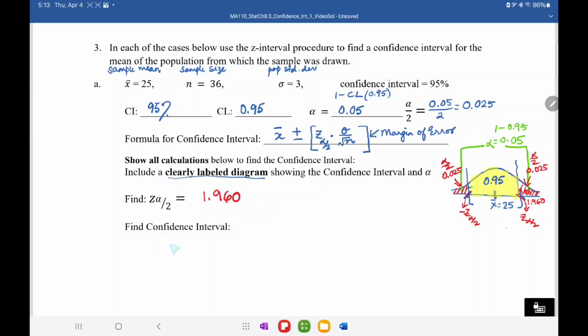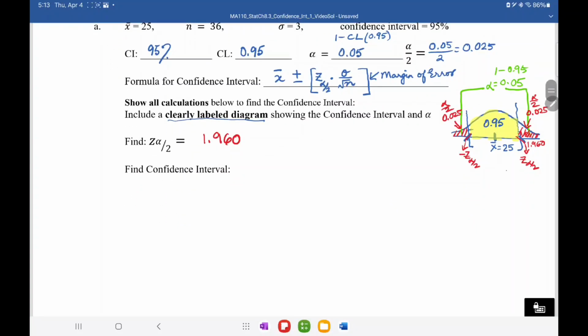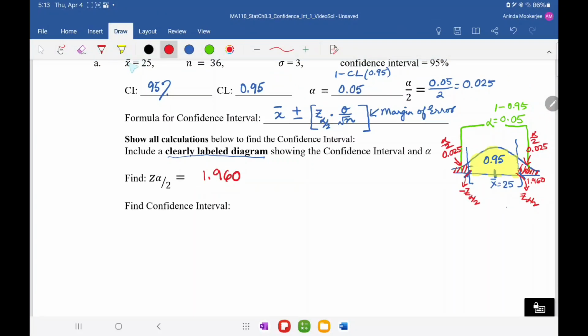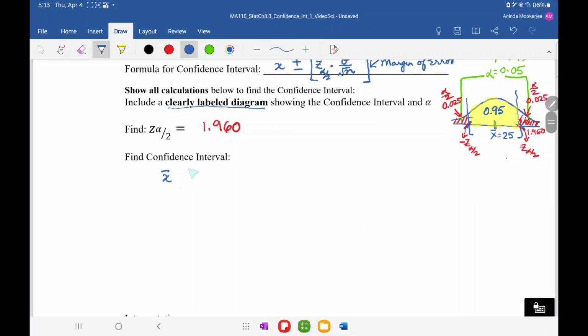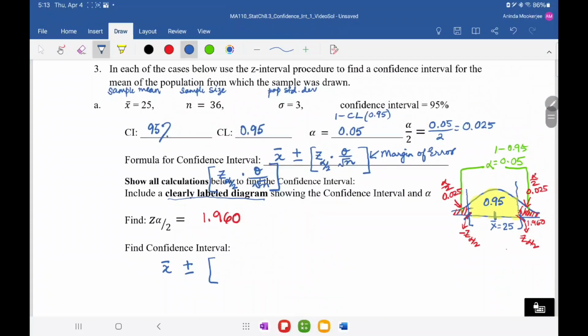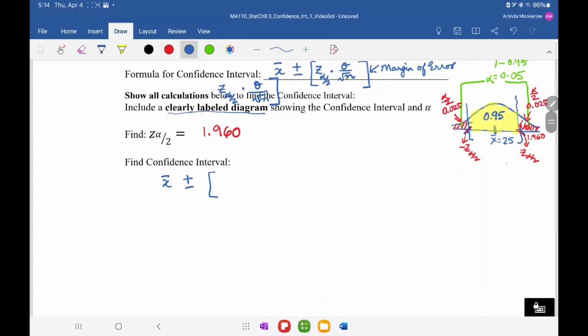Now we have to find the confidence interval. Let's just apply the formula. So again, I'm going to just rewrite the formula here. Always have the formula in front of you. That way you don't make mistakes plugging in the values. So z of alpha by 2 times sigma over square root of n, correct? So x bar was given to us as 25. So let's write that down. Okay, what happened to the formula? z of alpha by 2 times sigma divided by square root of n.